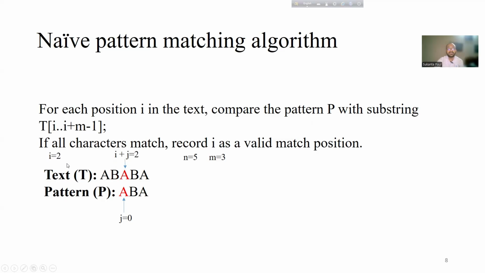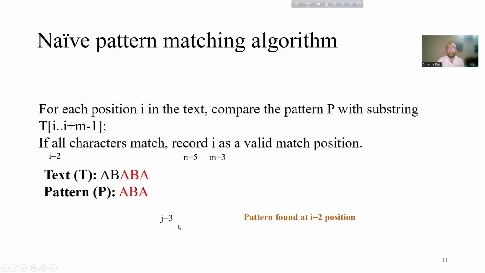Here we see that I is equal to 2 and J remains 0. Now Ti plus J and Pj, there is a match. If there is a match, that time increment the value of J, which is J is equal to 1. Now Ti plus J and Pj, there is a match again. If there is a match again, that time increment the value of J by 1. Yes, J is equal to 2. We see that there is a match again, Ti plus J and Pj. There is a match. If there is a match, then increment the value of J by 1.